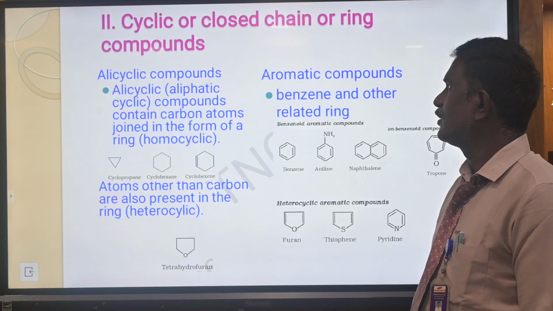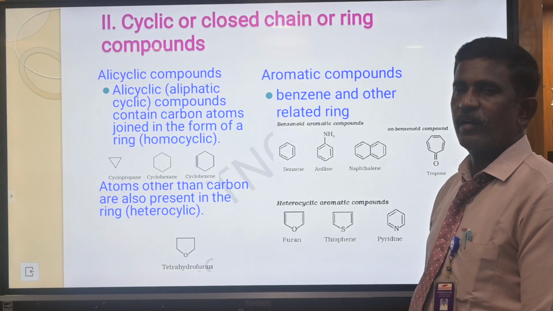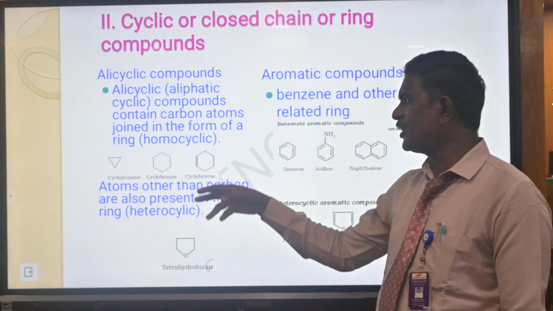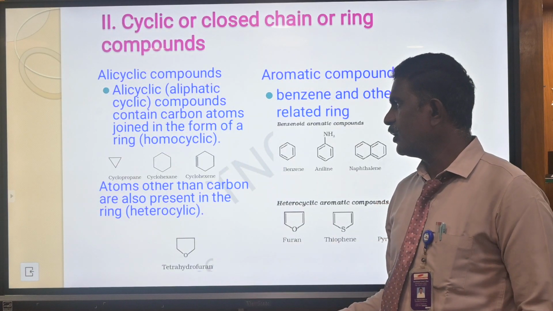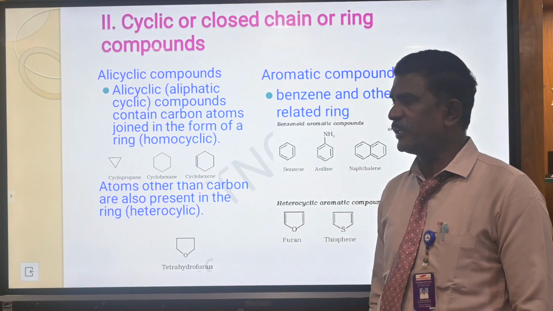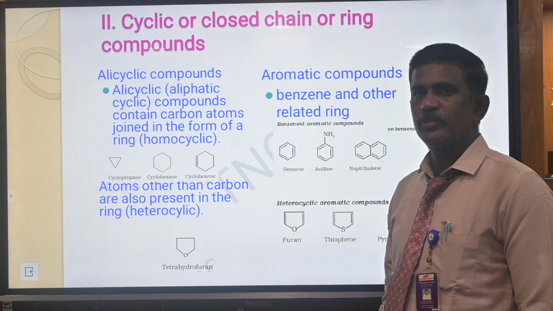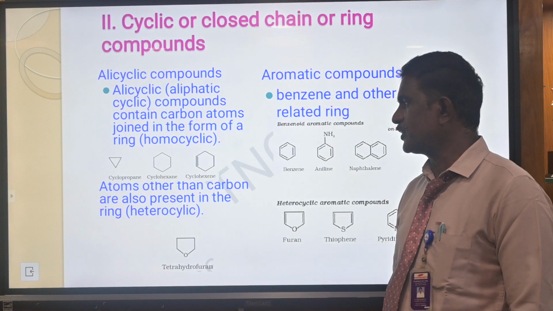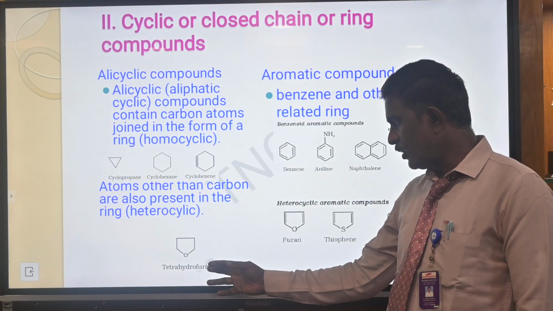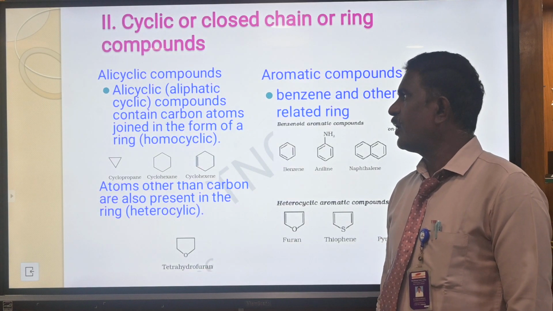Next one, cyclic or ring compounds, where we can have two different types, homocyclic and heterocyclic. Homocyclic means you could see only carbon atoms involved in the ring formation. The best examples are cyclopropane, cyclohexane, or cyclohexene. In these compounds only carbon atoms are present in the ring, so these are all alicyclic, aliphatic cyclic compounds. And tetrahydrofuran is an example of a heterocyclic ring structure.